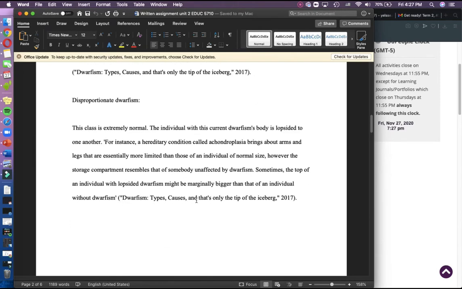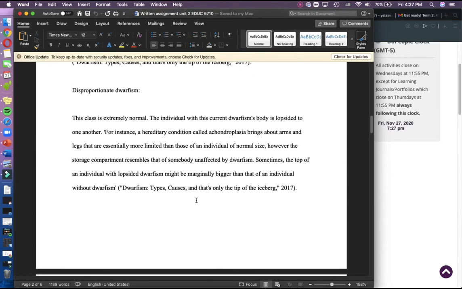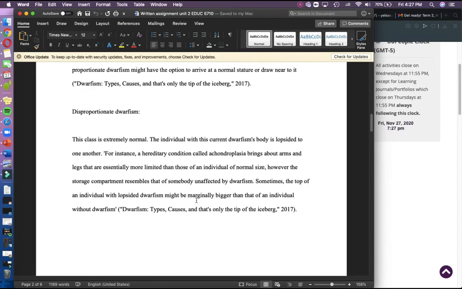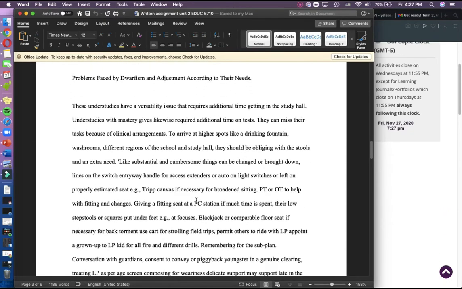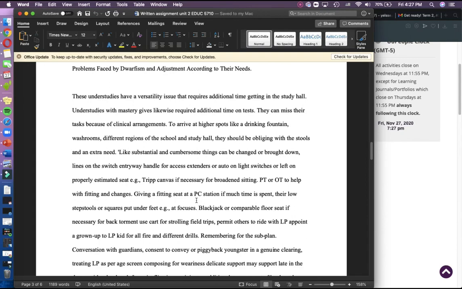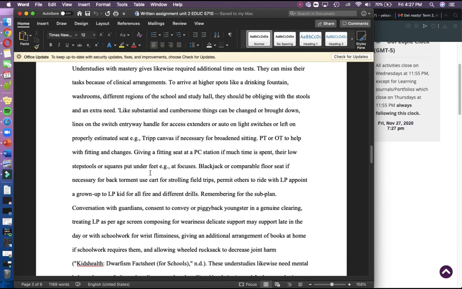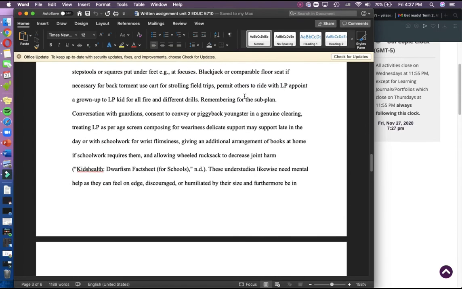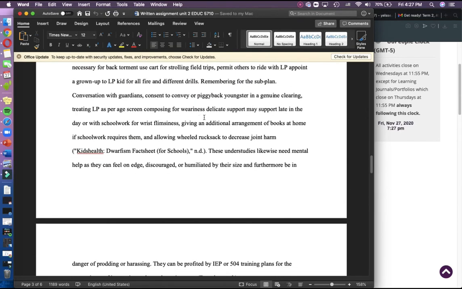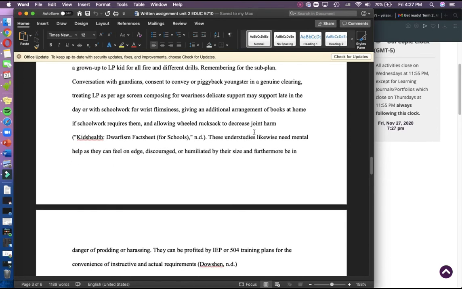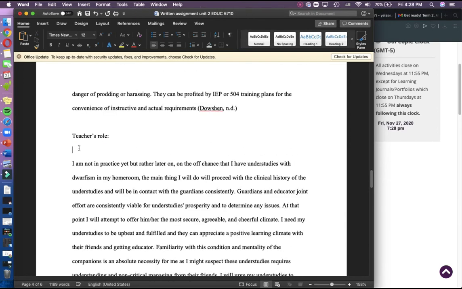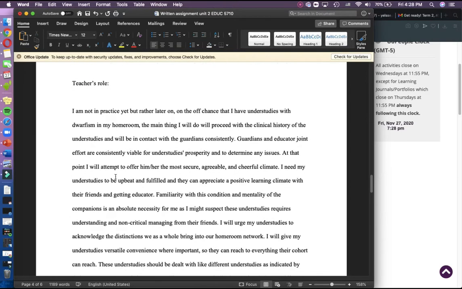So they mainly focus on what dwarfism is, disproportionate, proportionate, the problems that are faced by dwarfism. And it looks like they understand it for the most part. And the in-text citations look fine as well. And I also would recommend the student to bold the headings.